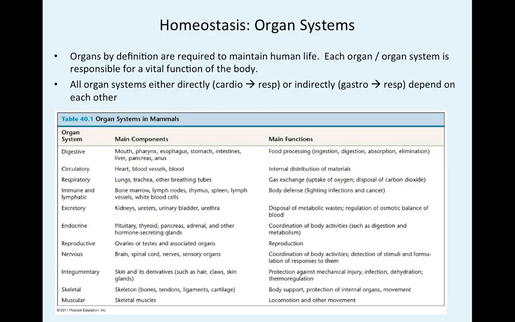Okay. This I'm not going to spend too much time on. I don't want you memorizing this. People argue back and forth on what is considered an organ and what's not. Generally, organs by definition are required to maintain human life. Okay, I don't need my arm. If I cut off my arm, I'm still going to be alive as long as I don't bleed out. Okay, because my arm is not an organ. But if I cut out my liver, I would die. If I cut out my lungs, I'm going to die. If I cut out my heart, I'm going to die. So organs, by definition, are required to maintain human life.